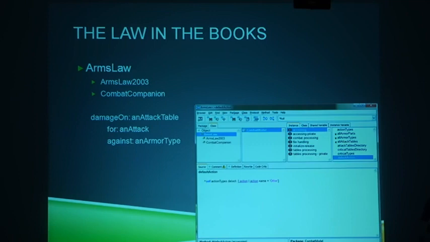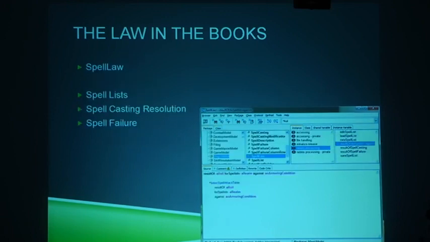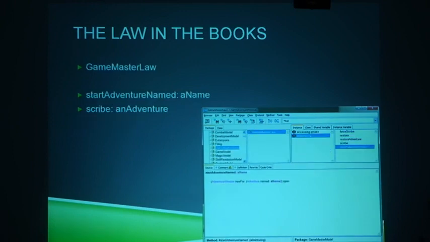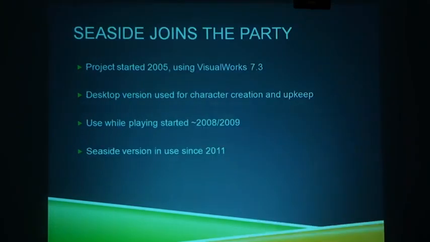Right now, not at runtime, but I can change maybe some little part of the system, and then everything goes on. Well, I have the spell law with the spell list, casting resolution, the failure, and also, as I told you, the game master law, that helps with the adventure. I can tell it, okay, start an adventure with a name like that, and I have a server that keeps the status.